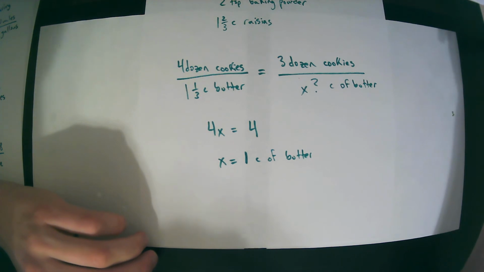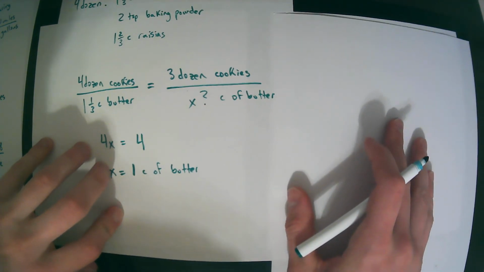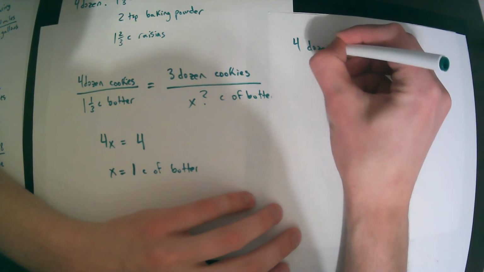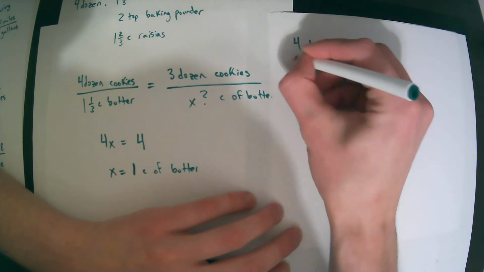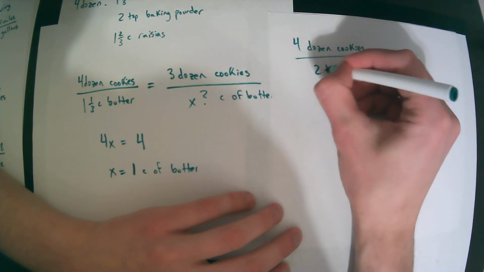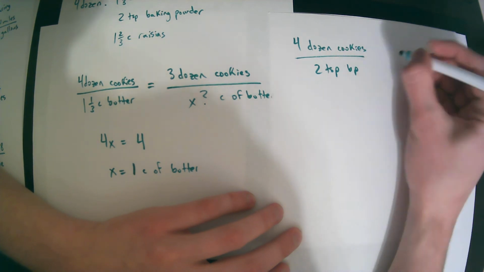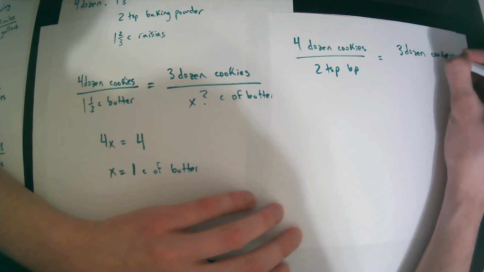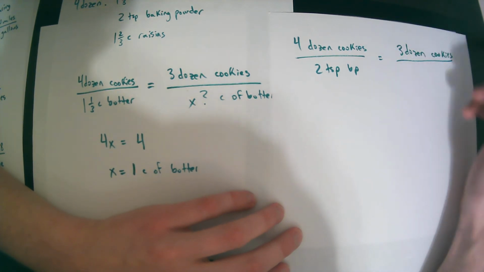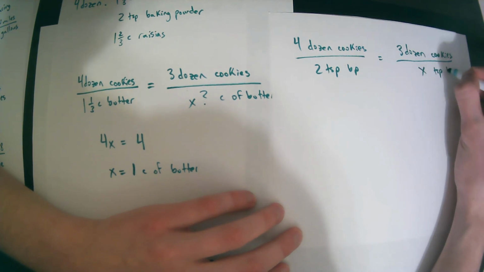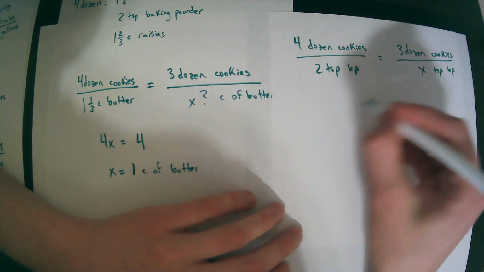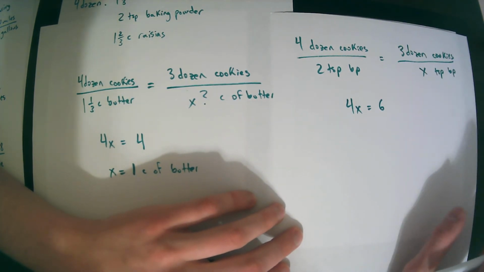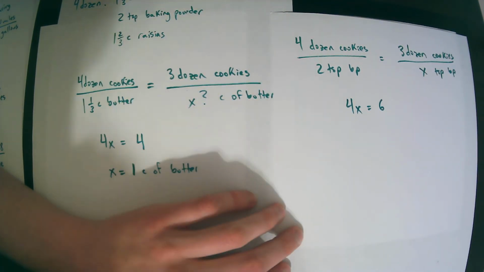Okay, now you're going to have to do that 2 more times, but the proportions are going to be similar. So it's going to be 4 dozen cookies for 2 teaspoons, I'll say BP for baking powder, equivalent to 3 dozen cookies. I'm going to have the exact same numerators set up here, and some x teaspoons of baking powder. I'll cross multiply. I'll get 4x is equal to 6. Now, something I want you to notice is in all these proportions I'm setting up, the units are matching going straight across, right?